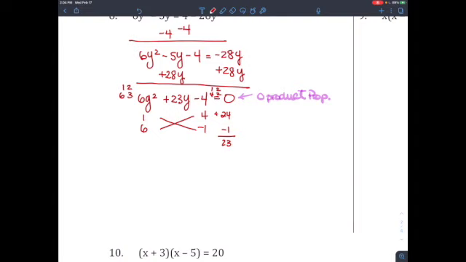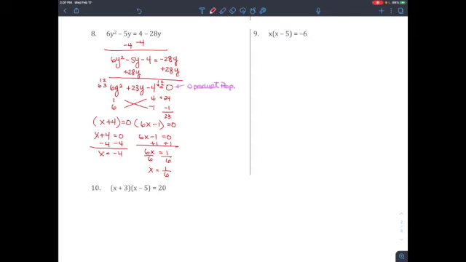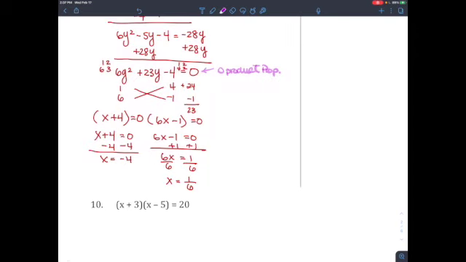So then this guy has to be negative. 6 has to match up with negative 1. Parenthesis: y plus 4 equals 0, 6y minus 1 equals 0. Please go ahead and solve the rest of it. The answer for number 8 is x equals negative 4 and x equals 1 over 6.